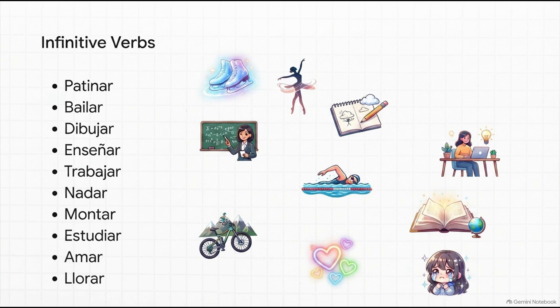Patinar, bailar, dibujar, enseñar, trabajar, nadar, montar, estudiar, amar, llorar. Because the formula uses the infinitive form, you don't have to change these verbs at all. You can instantly talk about skating, dancing, teaching, or working just by placing voy right in front of them. It's incredibly efficient learning, and it exponentially grows what you can express.